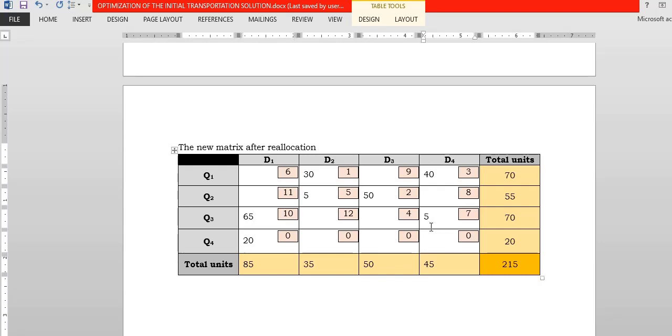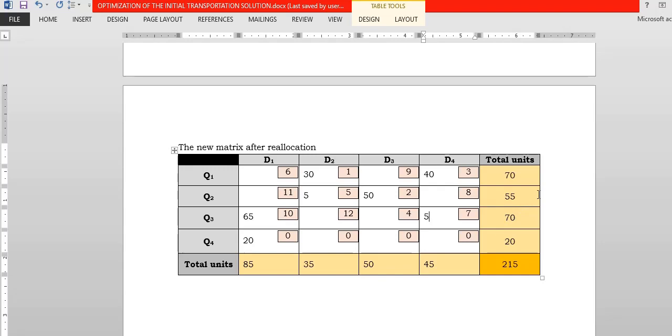So this becomes a new matrix, and if you add them through, you see they're balancing very well. 65 plus 5 is 70, 30 plus 5 is 35, 65 plus 20 is 85, 50 is alone, 50 plus 5 is 45, so everything is okay.